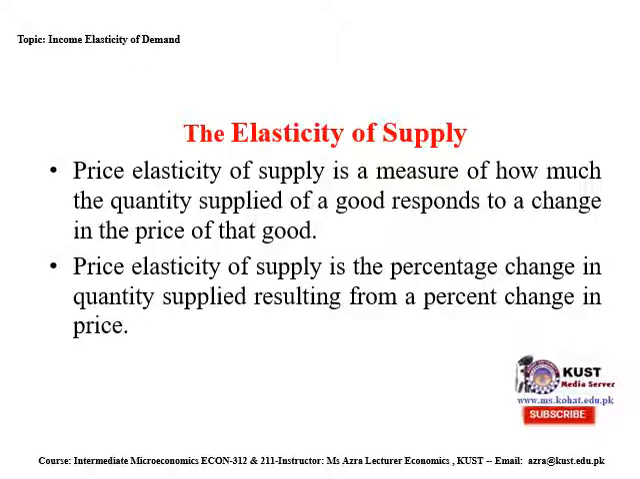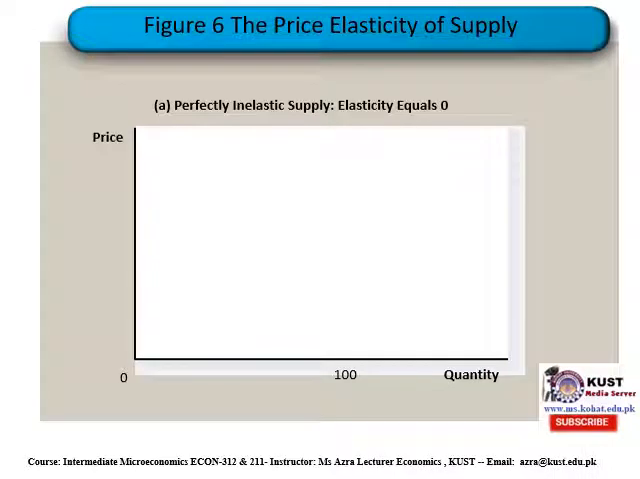Elasticity of supply. Price elasticity of supply is a measure of how much the quantity supplied of a good responds to a change in the price of that good. Price elasticity of supply is the percentage change in quantity supplied resulting from a percentage change in the price level. Price elasticity of supply can best be explained by diagrammatical presentation.